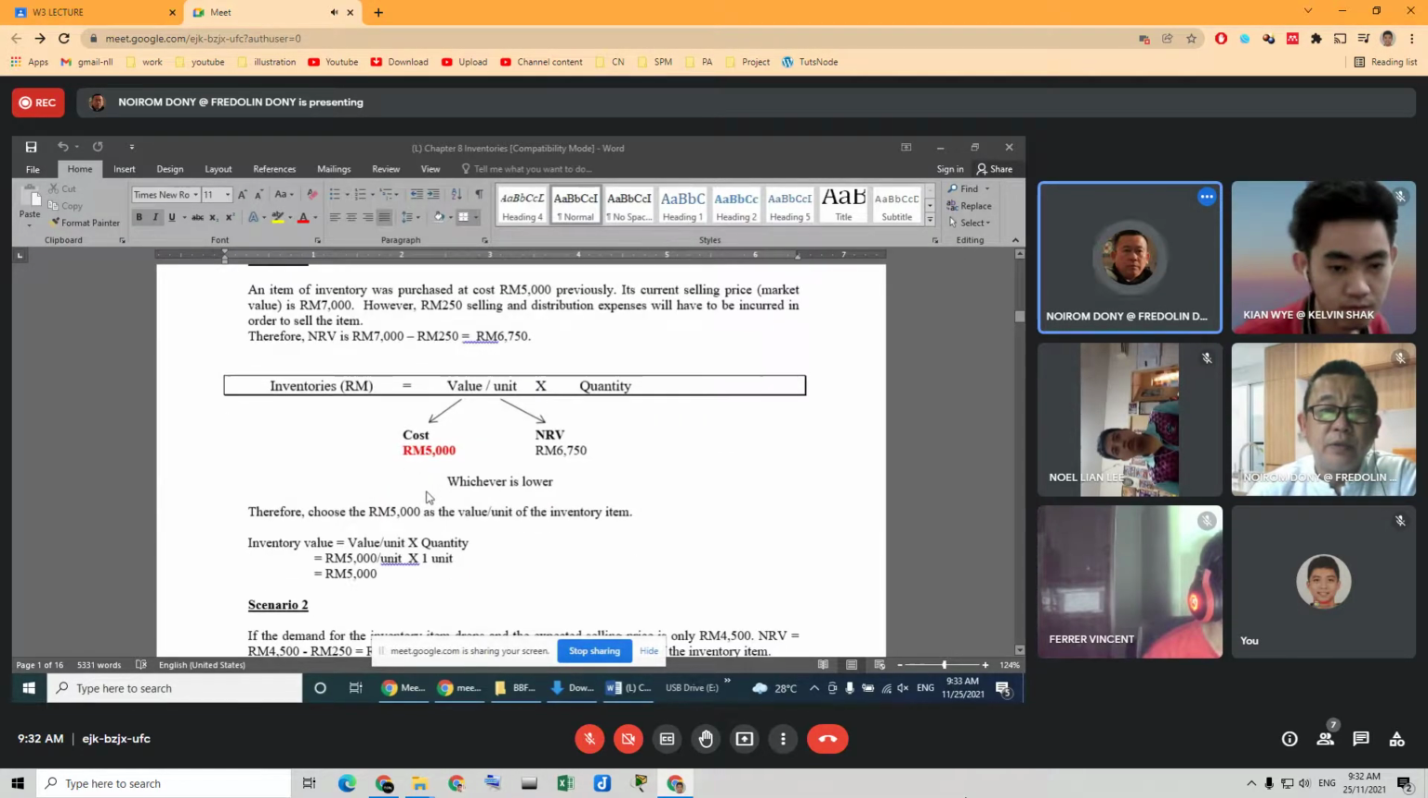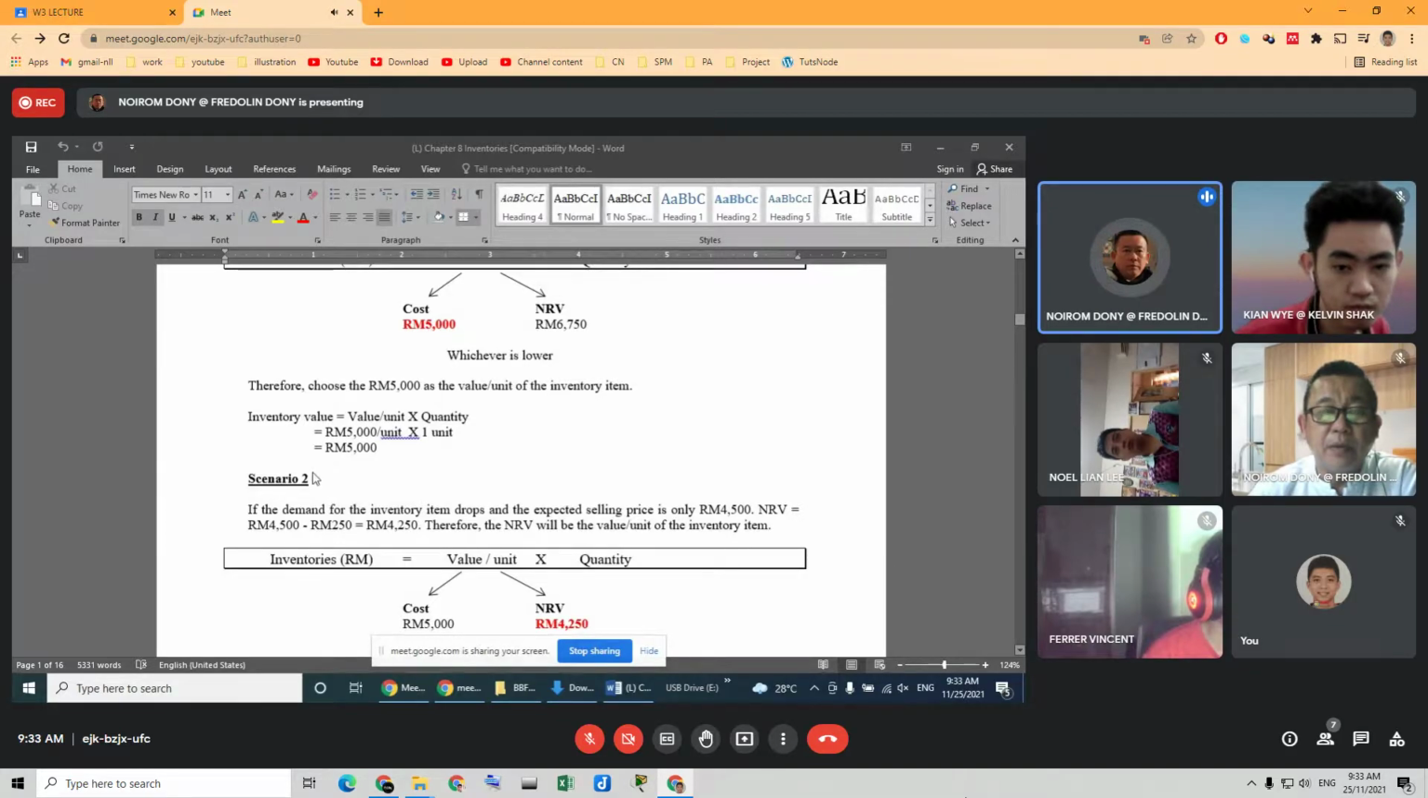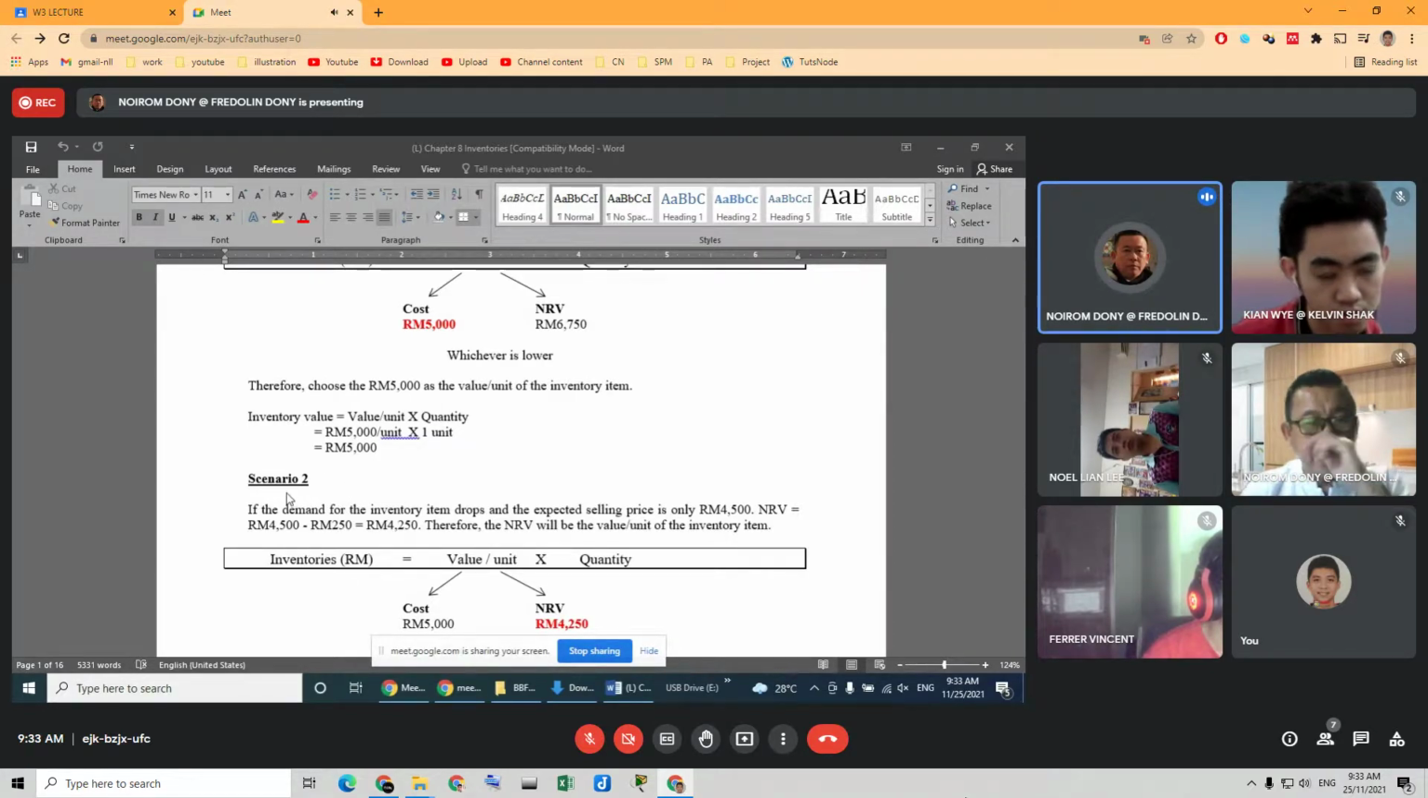So choose the 5,000 as the value of the inventory level. Now, scenario two, probably the year after, and this good is still not being sold yet. At that time, because of economic changes, the demand for this machine dropped, and the expected selling price is now no longer 7,000, but dropped to 4,500.